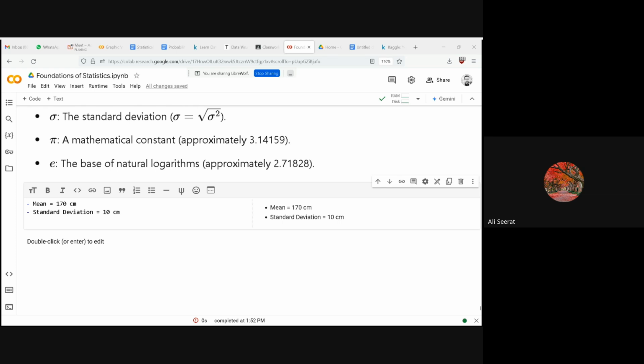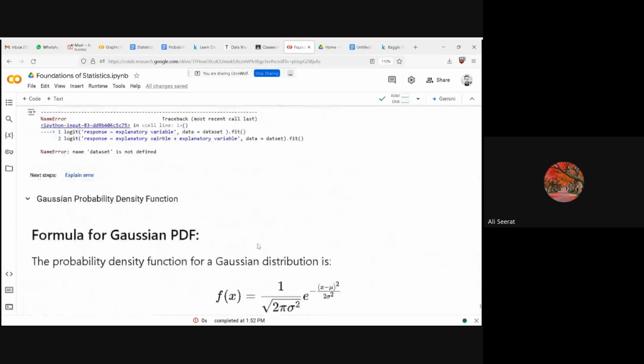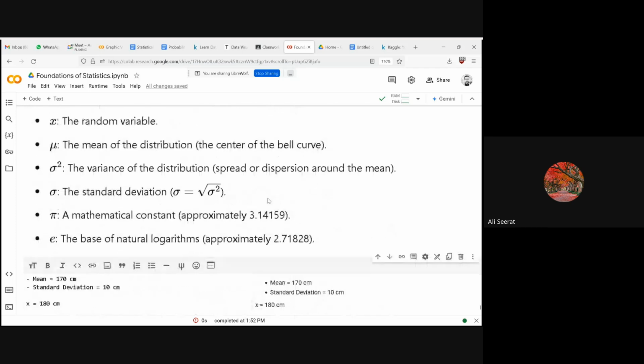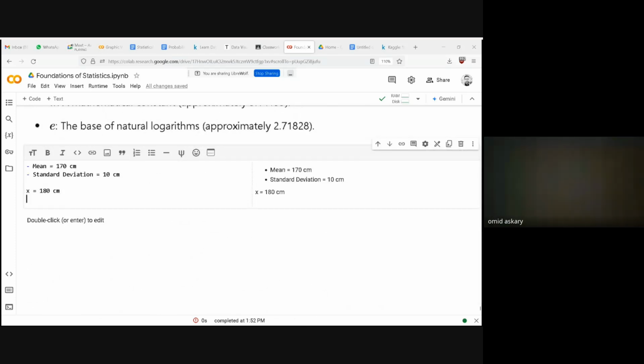Based on the formula that we have right now, let's understand the probability density for the height of a person, which is 180 centimeters. So how much is the probability density function? This is how the probability of this height will look with a curve. This center of the curve is mu.